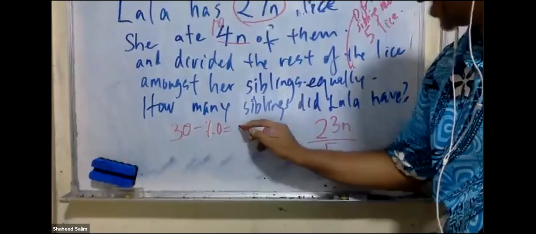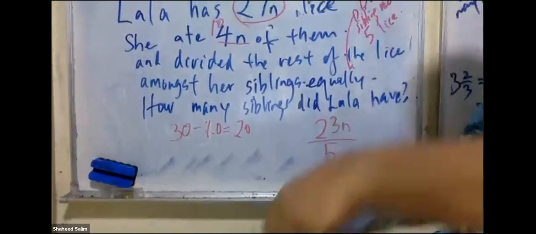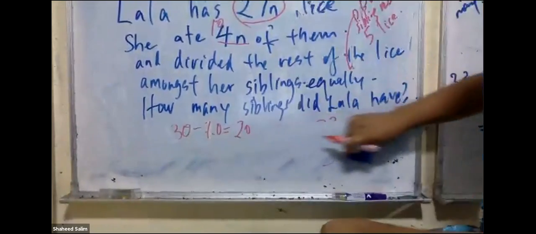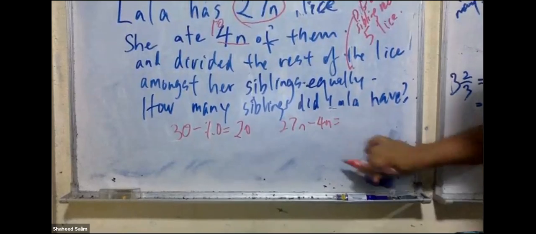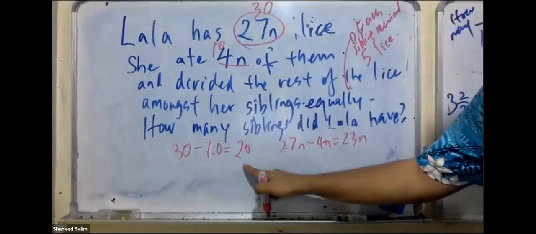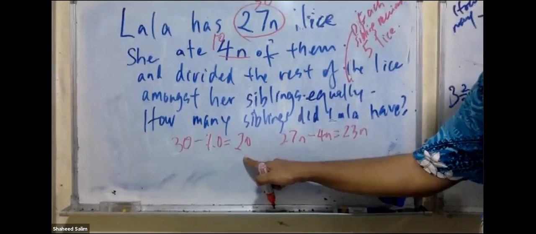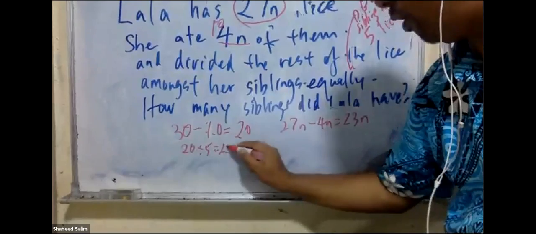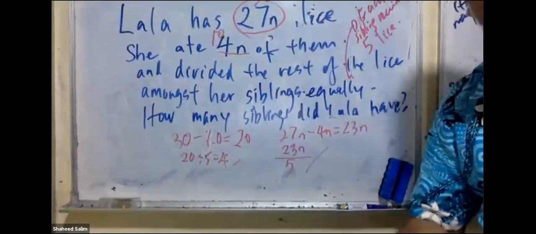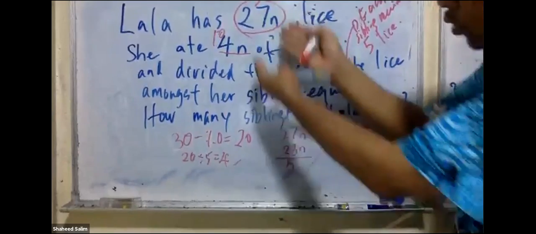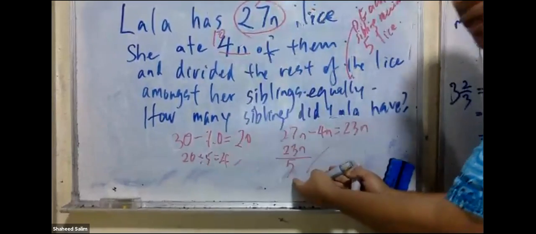So do you follow the first step? What is the first step? Okay, I wrap off your answer. Minus 4n. Yes, do like that. So what's your answer? 23n. Okay, now your next step. What do you do with this 20? Each person gets 5 lice. Divide by 5. So 20 divided by 5, you get 4. Correct. So do the same thing. 23n divided by 5. This is your answer. Congratulations. Can you see now? Something you don't understand, you replace with numbers, you follow the steps, you can understand.